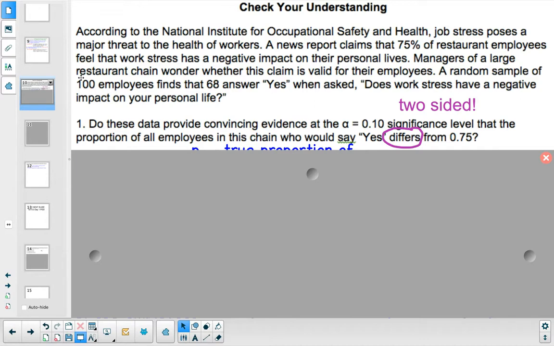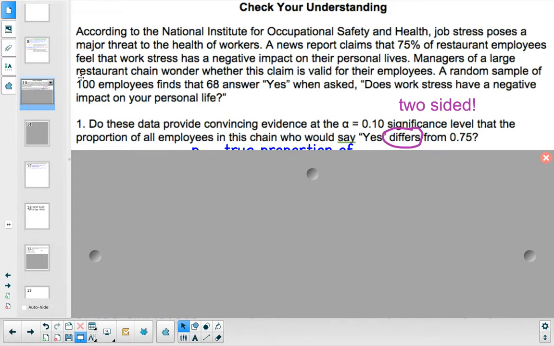According to the National Institute for Occupational Safety and Health, job stress poses a major threat to the health of workers. A news report claims that 75% of restaurant employees feel that work stress has a negative impact on their personal lives. Managers of a large restaurant chain wonder whether this claim is valid for their employees. A random sample of 100 employees finds that 68 answer yes when asked, "Does work stress have a negative effect on your personal life?" Do these data provide convincing evidence at the alpha equals 0.10 significance level that the proportion of all employees in this chain who say yes differs from 0.75?